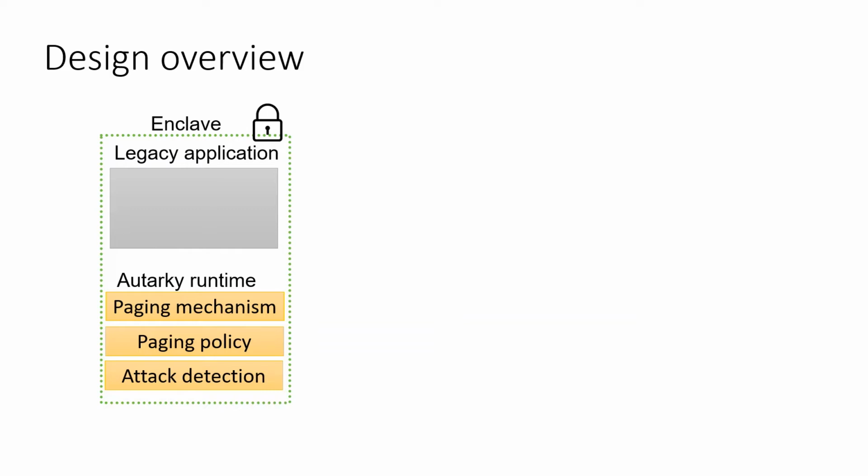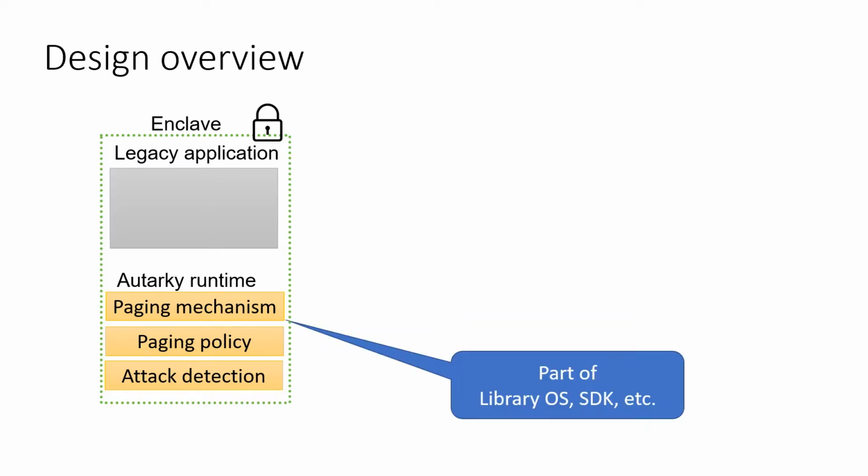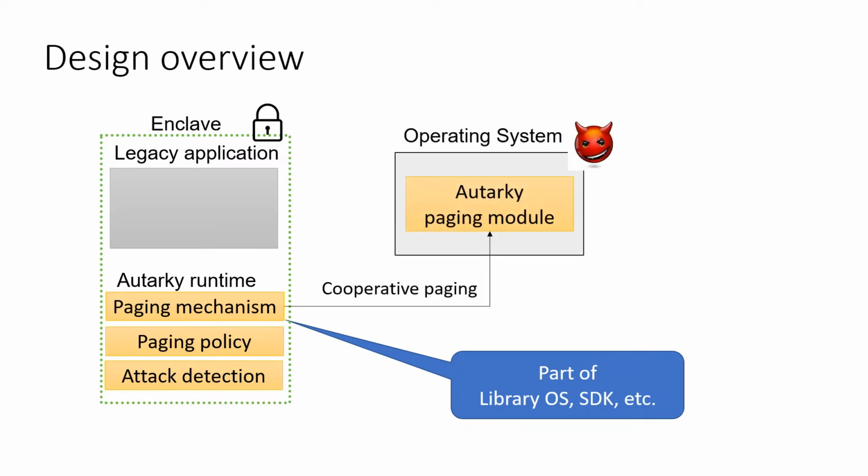Autarky runtime can be part of a library OS or a smaller SDK and be reused by different applications. It includes an attack detection module, paging policy module, and paging mechanism module. The latter collaborates with the paging module in the OS to resolve legitimate page faults.